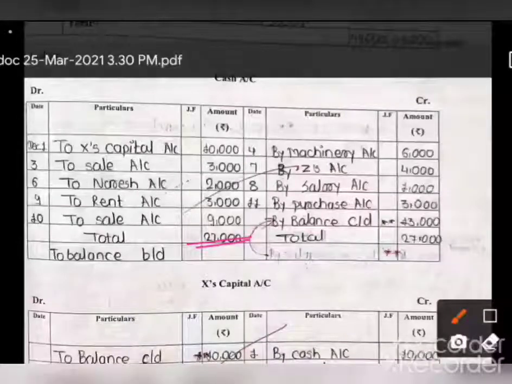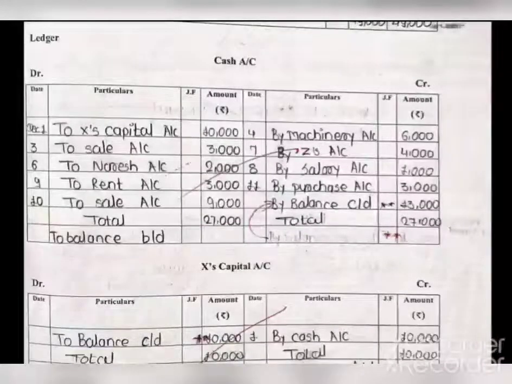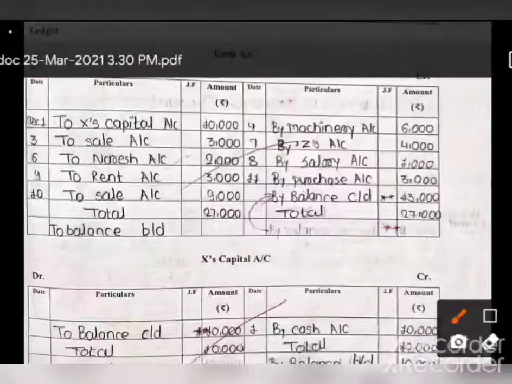Here on the credit side it is 6,000 plus 4,000, that is 10,000. Again salary 7,000, then 3,000. So here the machinery account on the credit side we have to calculate.